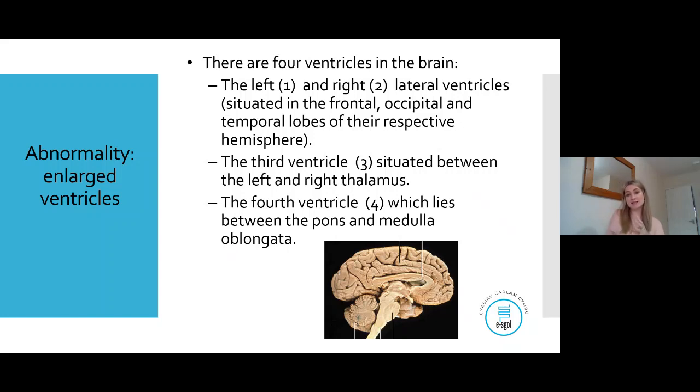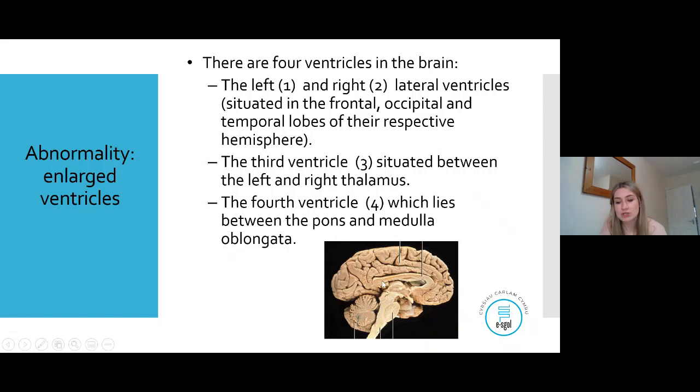A really nice way to remember this is that the 3rd ventricle, 3rd begins with a T, is by your thalamus, and that also begins with a T. And then you've got your 4th ventricle, which lies between the pons and the medulla oblongata. So here, this sort of bulbous area, that is your pons, and this element down here, that is your brain stem. So the 4th ventricle lies between the pons and the medulla oblongata. This triangle here, that is your 4th ventricle there.